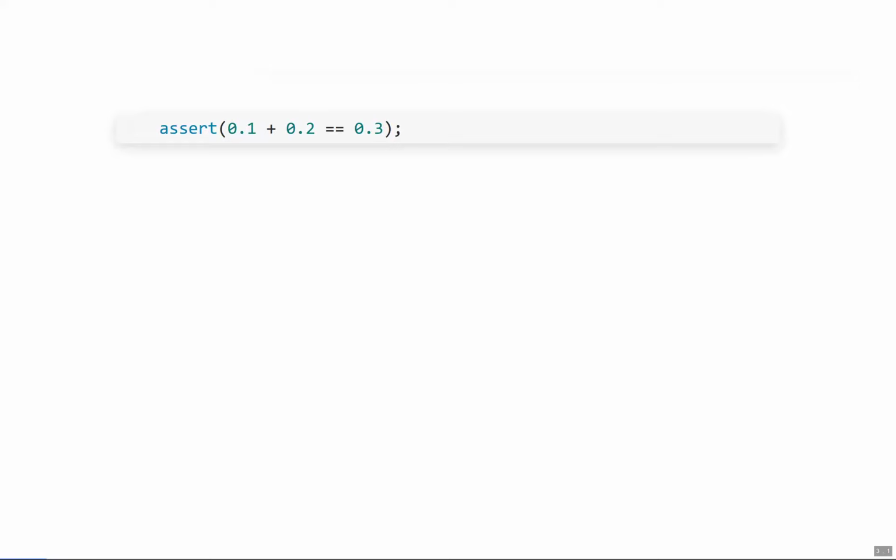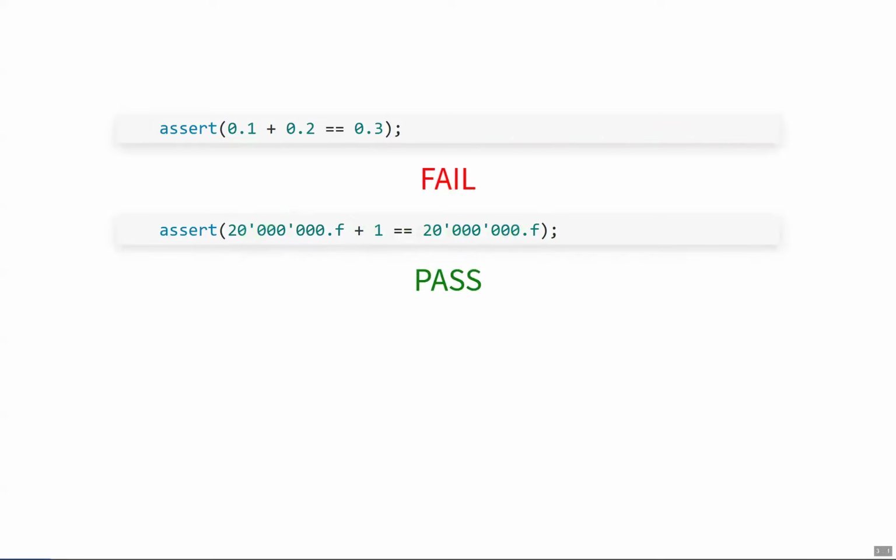Let's look at some examples. If we write this assert, 0.1 plus 0.2 equals 0.3, then it will fail. This doesn't make sense, but it makes a lot of sense actually. Okay, so we say, well, numbers are weird. So if we add 1 to 20 millions, of course, it can't still be 20 millions, right? Well, it can be. This assert will pass.